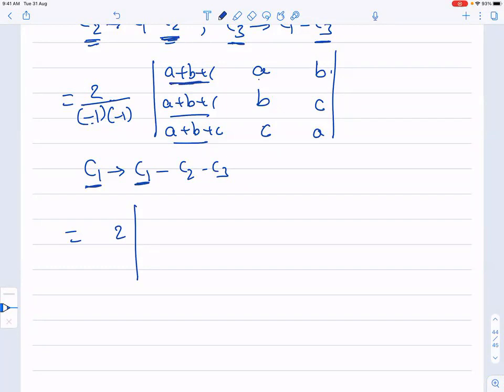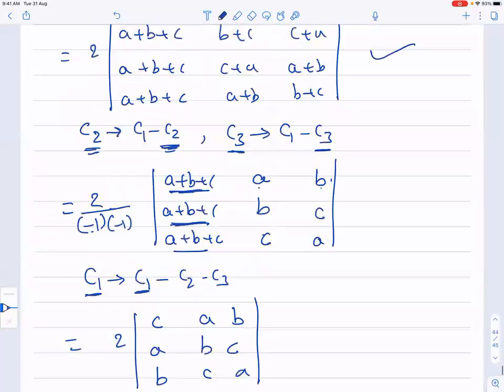A plus B plus C minus A minus B, what do we get? C comes. C A B. A plus B plus C minus B minus C, A B C. B C A. Did you understand, students? Now we need to do how many changes?